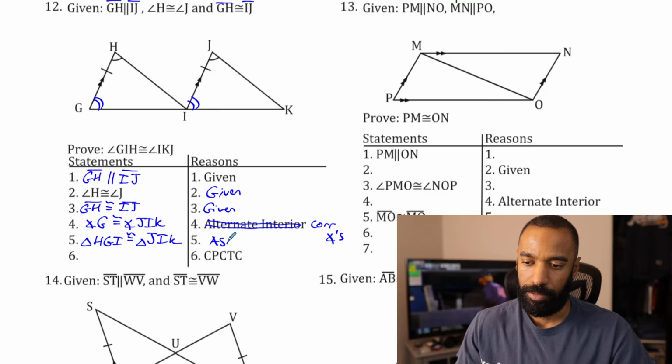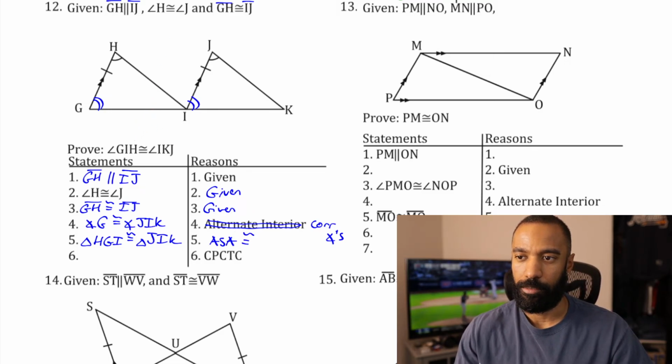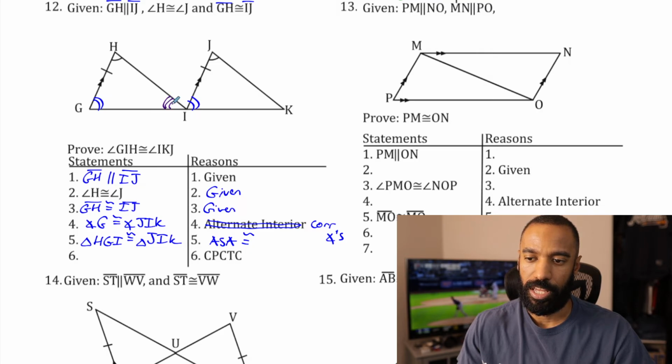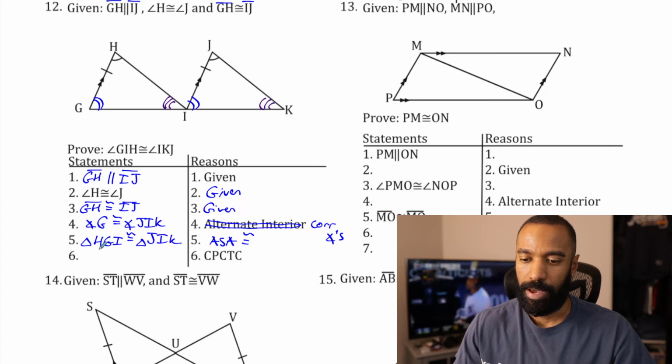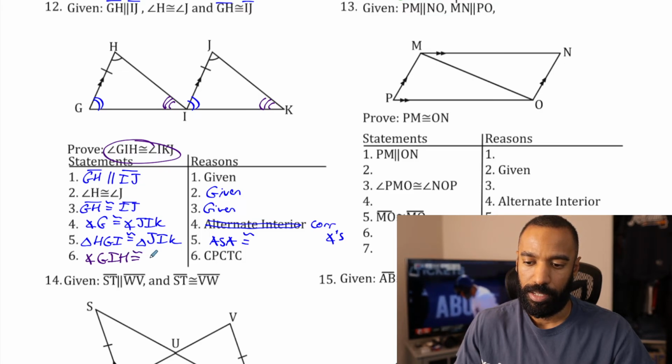by angle side angle. And lastly, that's enough information to say that angle GIH, we never mentioned anything on this one, angle GIH therefore is congruent to angle IKJ by CPCTC. Angle G, and I'm talking about this right here. The last statement should be your proving statement. It's congruent to angle IKJ.